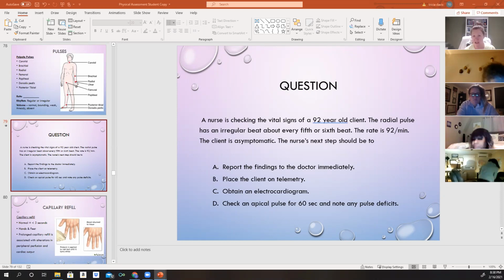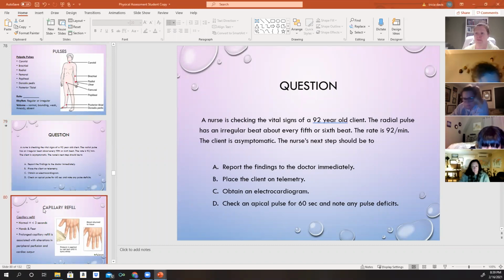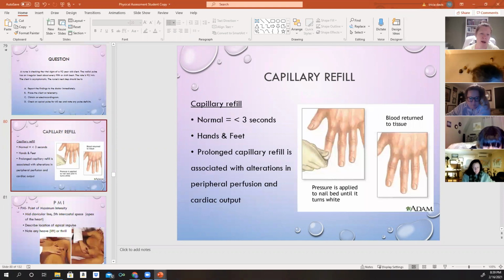So you would just want to make sure you get that apical pulse, which is going to be the most accurate, check it for an entire minute, and then note any pulse deficits between that pulse and the apical, because then you know that something's going on there. If there's a pulse deficit, then you're going to call the doctor. But you want to have all your information first, because that's what he's going to say to you when he calls. What did you check? Did you do an apical pulse? No, let me run back and do that and then call you. So you've got to try and know what the doctor's going to ask you for.